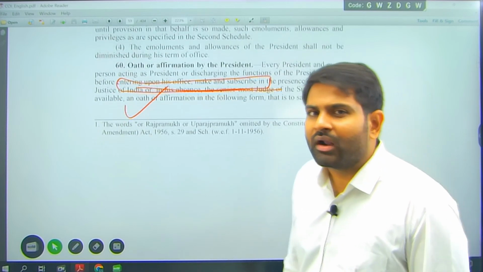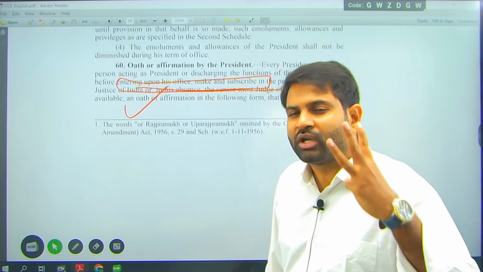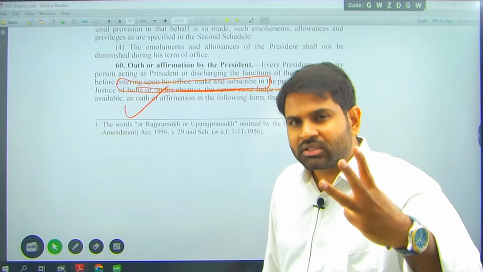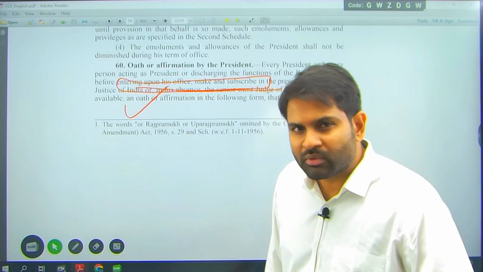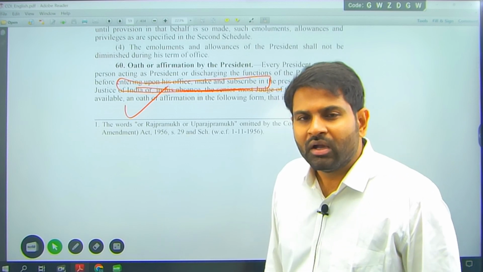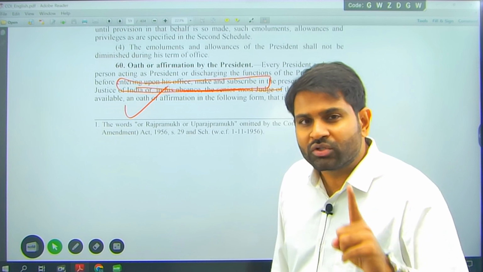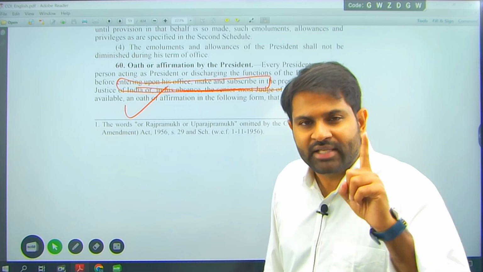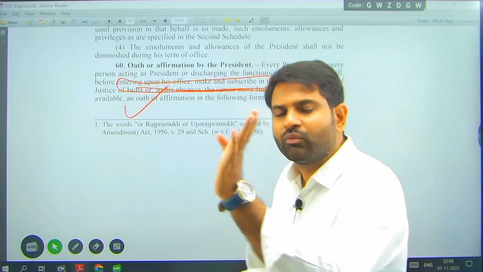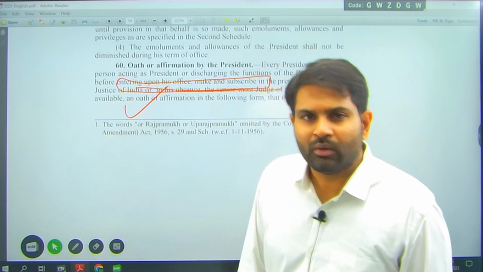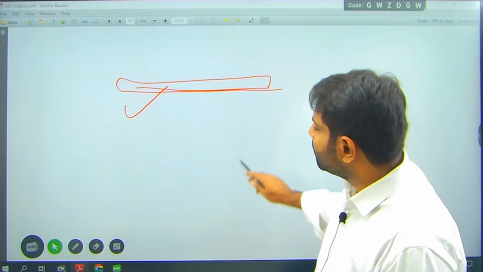So if you remember, I spoke third schedule is about oath and affirmation. Second schedule is about salaries. If you remember, in that third schedule, we don't have the oaths of president and vice president. Except president and vice president, all other oaths are there in the third schedule. Remember that. Article 60 is done, oath and affirmation.